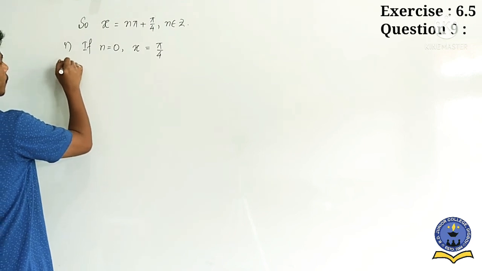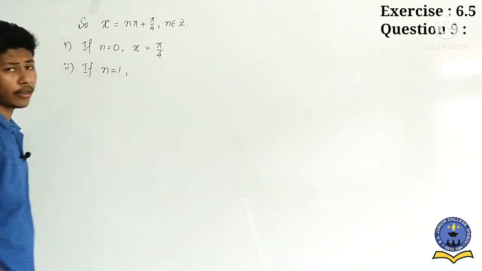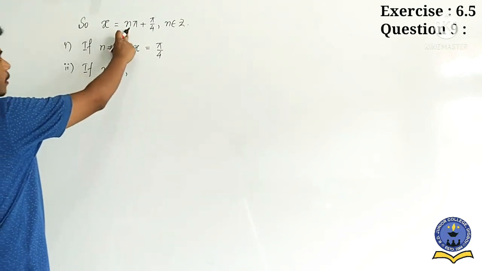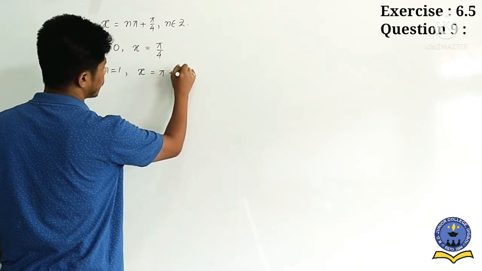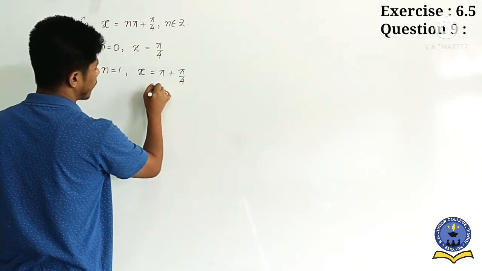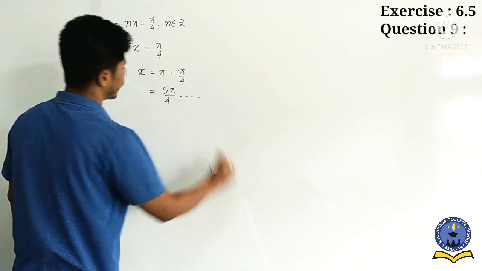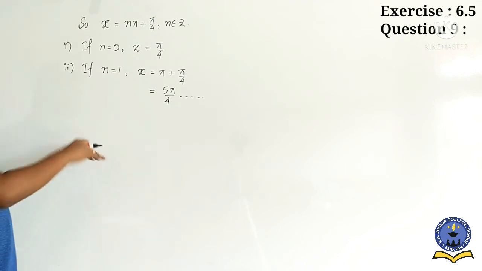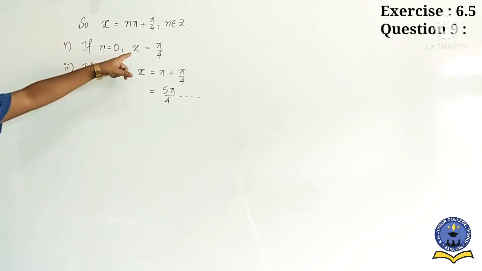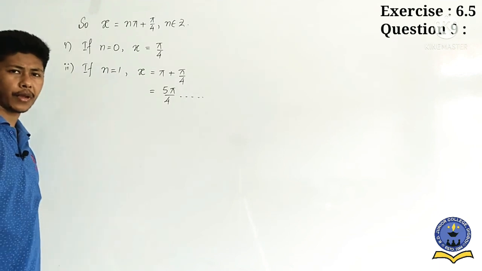In this way, the second one: if n equals 1, then in place of n we put 1, so x equals pi plus pi by 4. If we calculate this, we get 5 pi by 4, and so on. Other critical points there is no need to find. The reason is as follows. After finding the critical points, we get lots of them: the first one is pi by 4, the second one is 5 pi by 4.